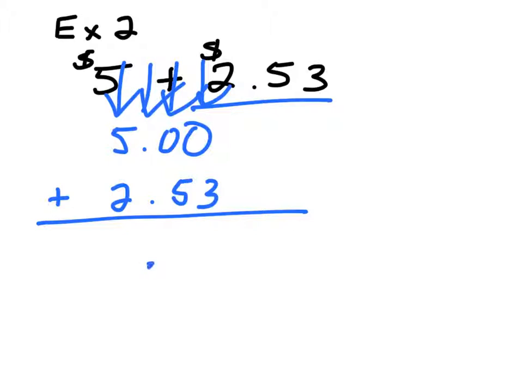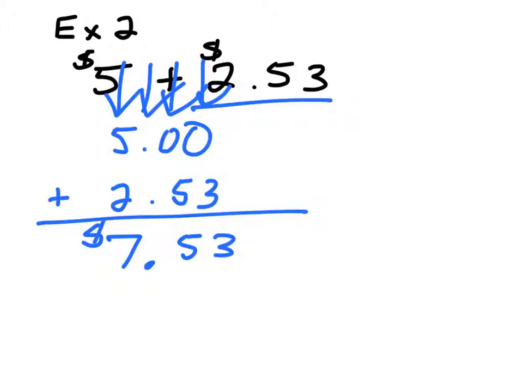And I start by moving my decimal point straight down, and now we start on the right, and we simply add. 0 and 3 is 3, 0 and 5 is 5, and 5 plus 2 is 7, and end it off with our dollar sign. So $7.53 is our sum.